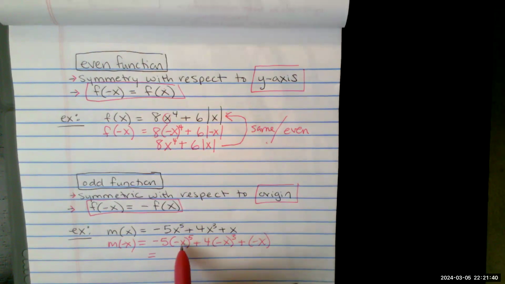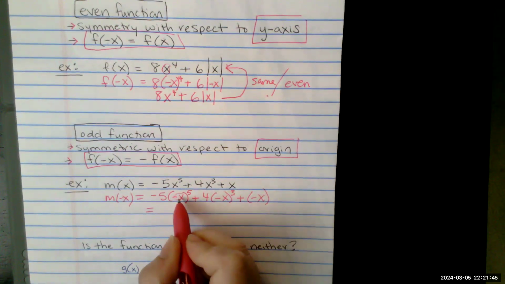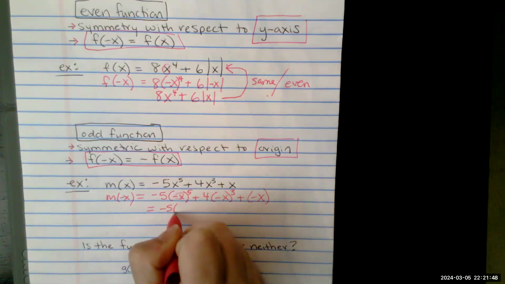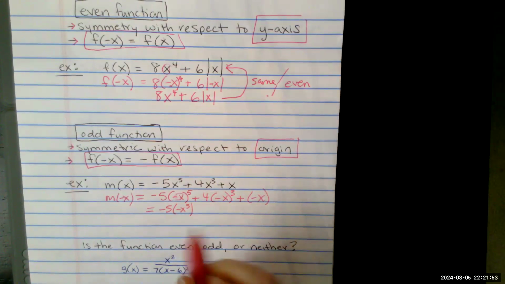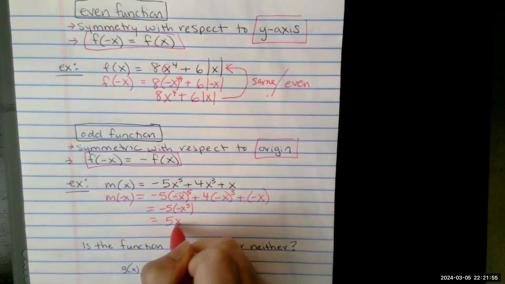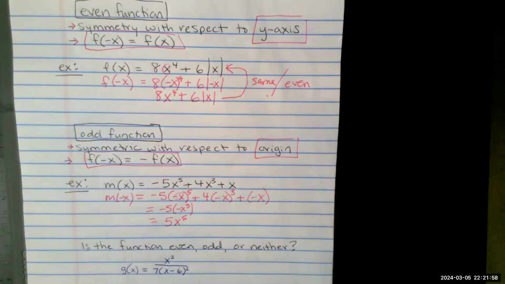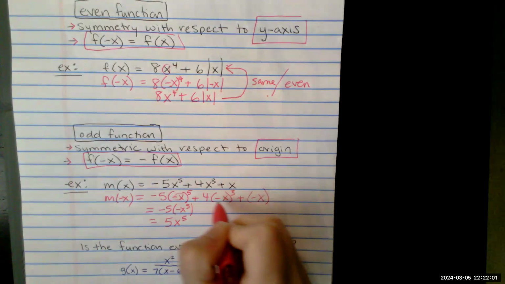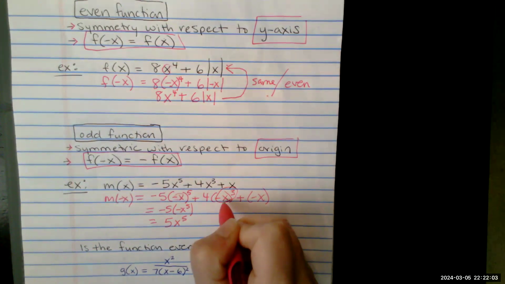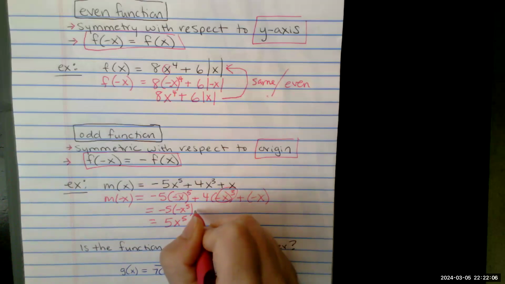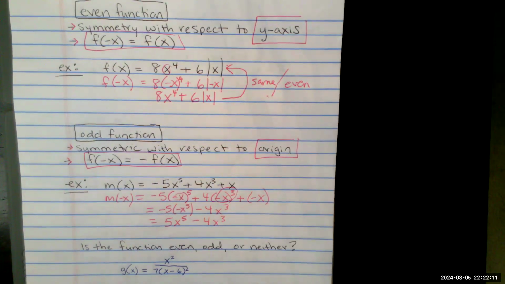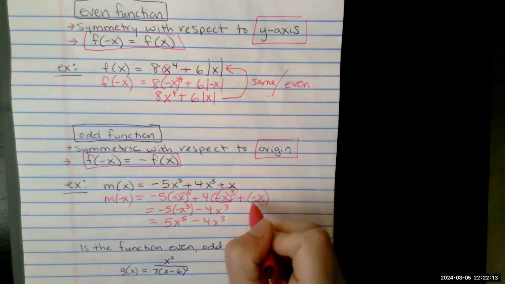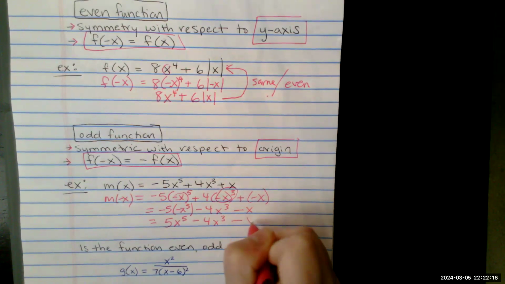Okay, so now to reduce this. If I raise a negative to an odd power, the negative is still going to be there. So this is going to become negative 5 times negative x to the 5th, which means it's really going to turn into a positive 5x to the 5th. Same thing here. This negative raised to the third power will still be negative. So when I multiply it by that 4, it will become negative 4x to the third. And then finally, plus a negative x, I can just say minus x.